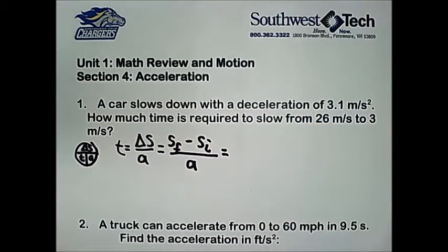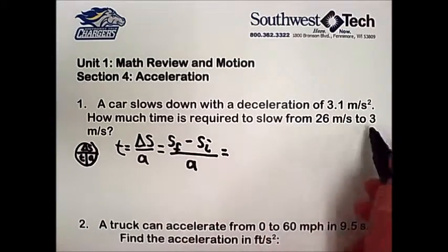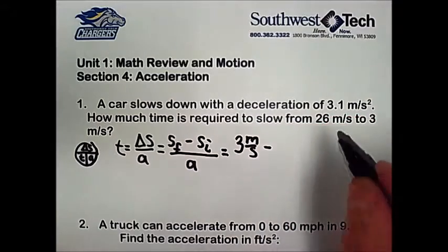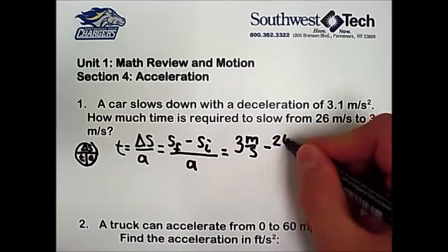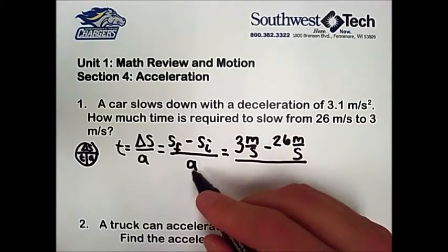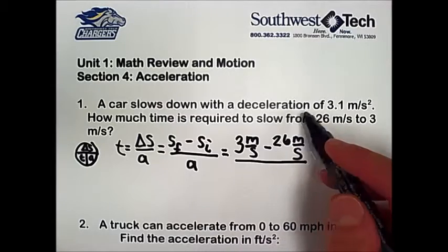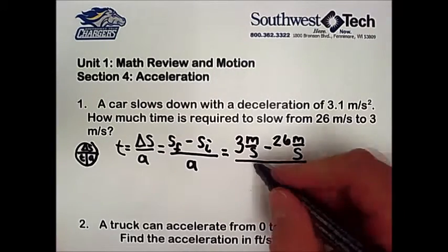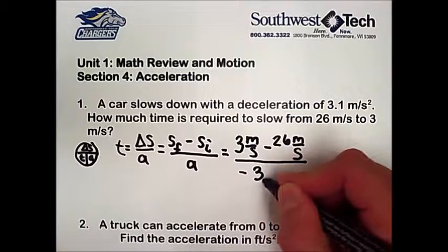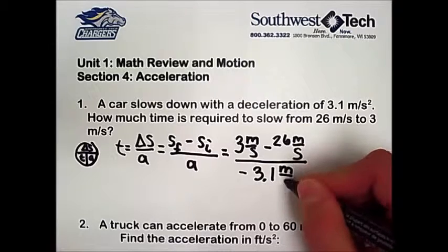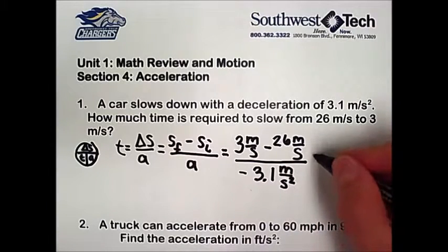So now we can start to substitute some numbers into our formula. So our final speed is 3 meters per second. Our initial speed was 26 meters per second. The acceleration, we're told, is a deceleration of 3.1 meters per second squared. So a deceleration is actually a negative acceleration. So our acceleration is a negative 3.1 meters per second squared.